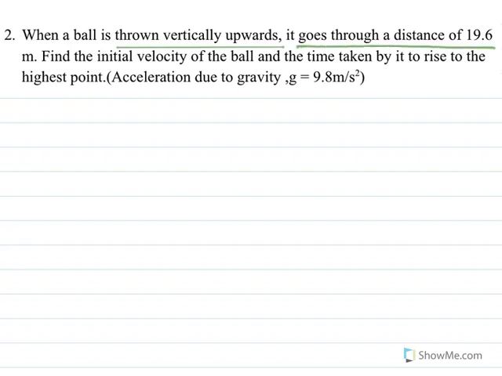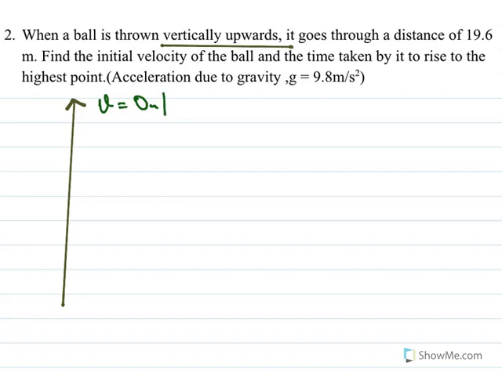When a ball is thrown vertically upwards, it goes through a distance of 19.6 meters. Find the initial velocity of the ball and the time taken by it to rise to the highest point. Now this is a ball thrown vertically upwards. So here it's going upwards. If it goes upwards, we know V, the final velocity, is 0 meter per second. The U we do not know, we need to find out.